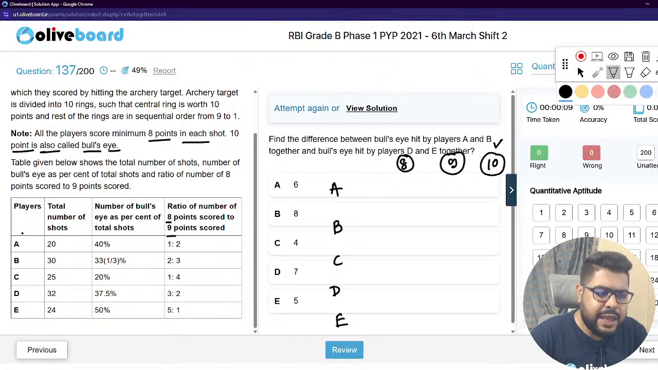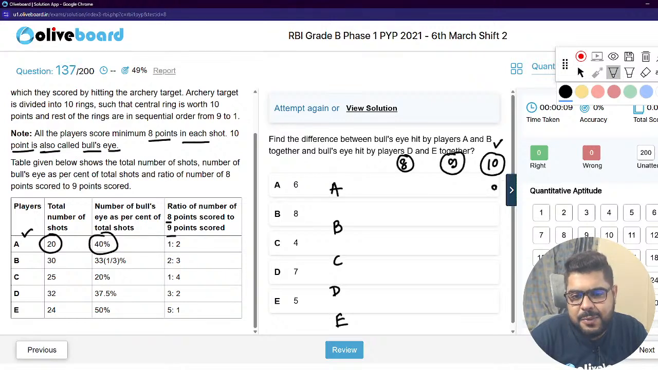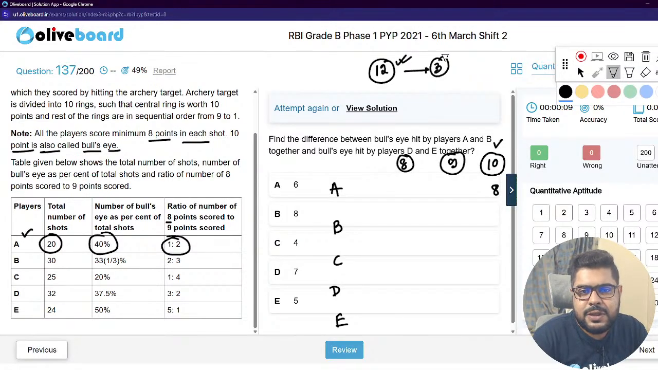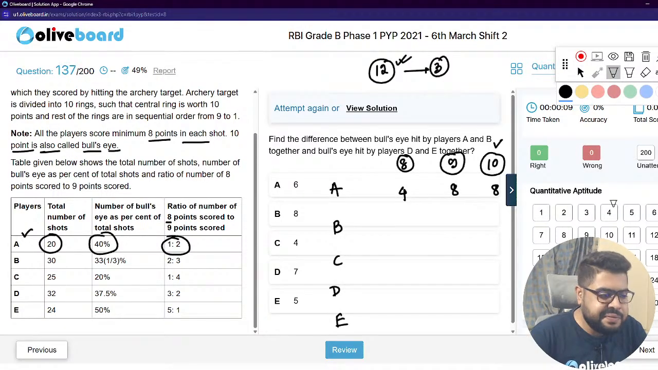Let's see. For A, the total number of shots is 20. Sir, 40% bullseye, 4 twos are 8, so 8 bullseyes for A. Now the remaining is 12. This 12 will be divided in what ratio? 8 pointers to 9 pointers is 1 ratio 2. So 1 ratio 2 means 3 parts. 3 parts is 12, so 1 part is 4, and 9 pointers will be 2 parts, that is 8.